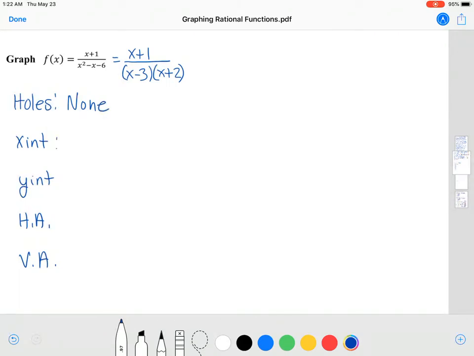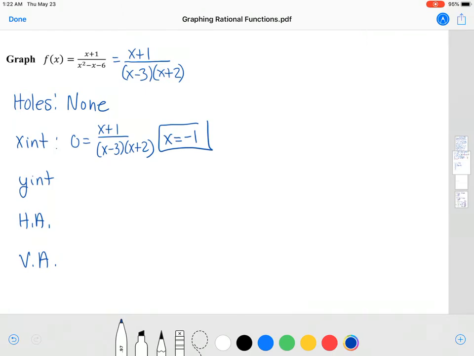For x-intercept, the x-intercept is the value of x when y is 0. So if I plug in 0 for y, and I look to see what makes that fraction 0, remember, in order for that whole fraction to be 0, the top needs to be 0. So in order for the top to be 0, my x-intercept is going to be -1. And if you want to write it down as an ordered pair, it would be -1, 0.